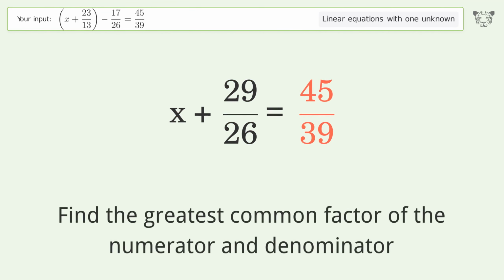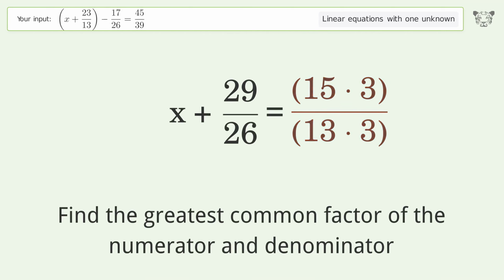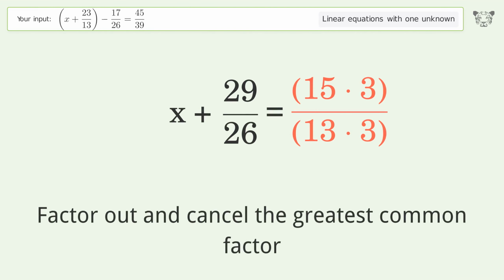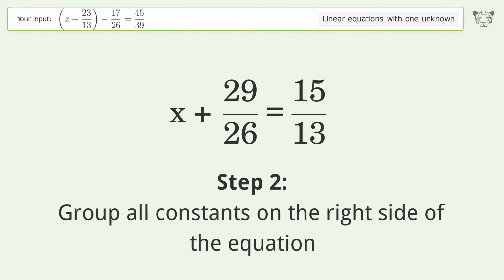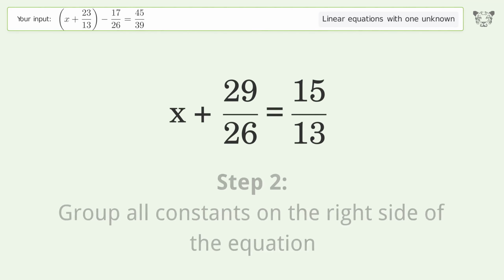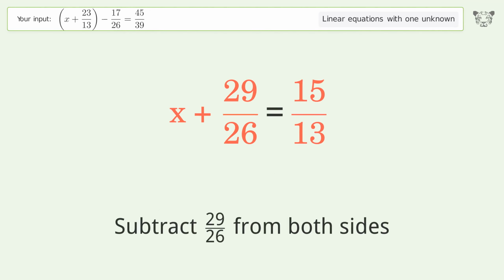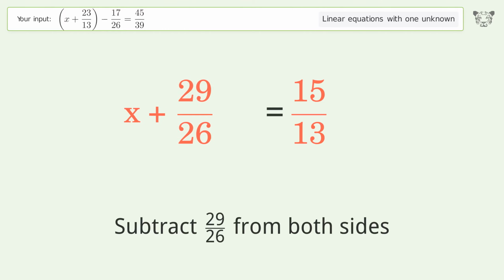Find the greatest common factor of the numerator and denominator. Factor out and cancel the greatest common factor. Group all constants on the right side of the equation. Subtract 29/26 from both sides.